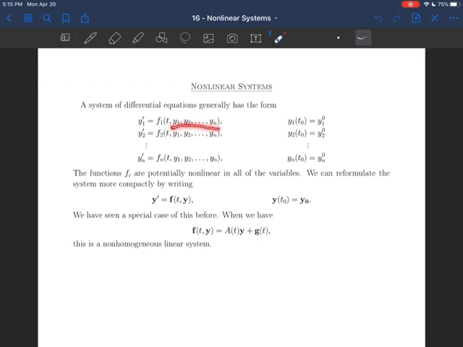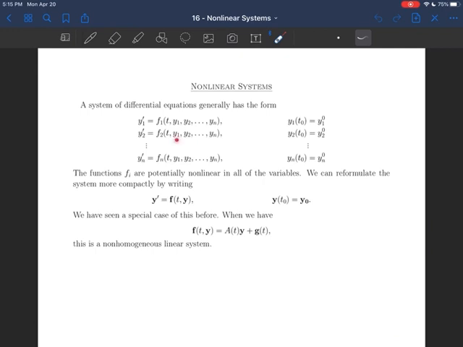So a system of differential equations generally has this form, right? It is several equations for these dependent variables y sub 1, y sub 2 through y sub n, and then we have y1 prime equals f1 of t and y1, y2 all the way through yn. So this is a first order nonlinear system potentially.